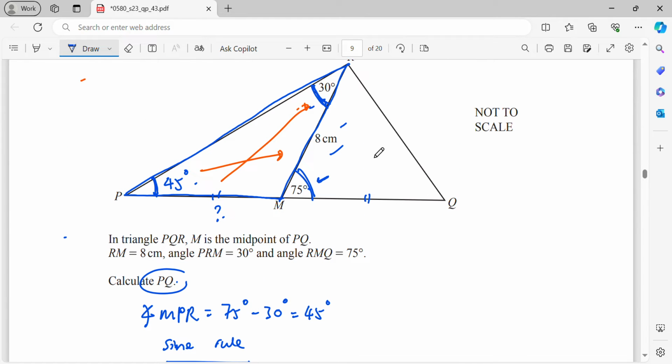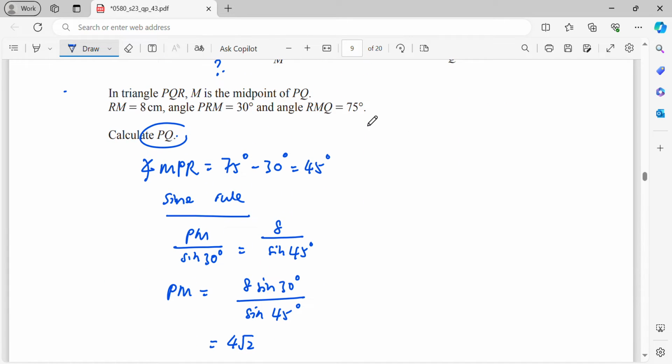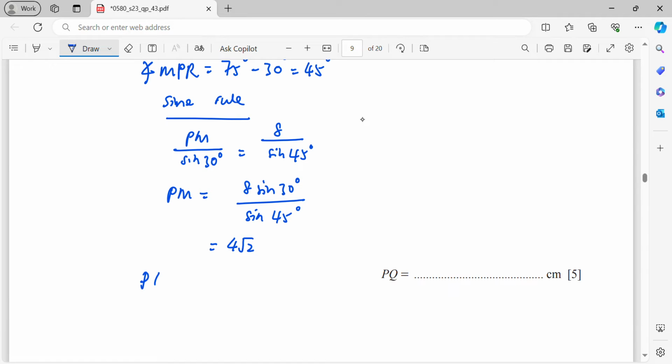So from here we know that M is the midpoint of PQ. That means PQ is double of PM because PM equals MQ. So now I will just write PQ is double of PM, which is 2 times 4 square root 2. So then you can just write 8 square root 2, or you round up your answer, or you leave your answer in 3 significant figures. That is 11.3. That is your PQ.